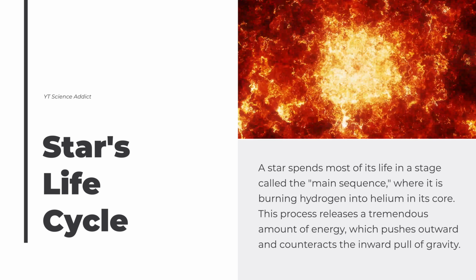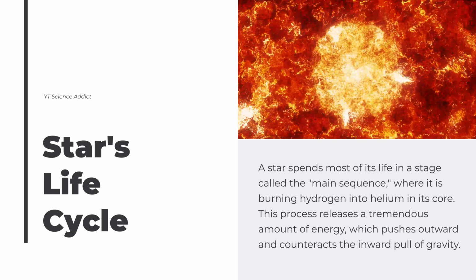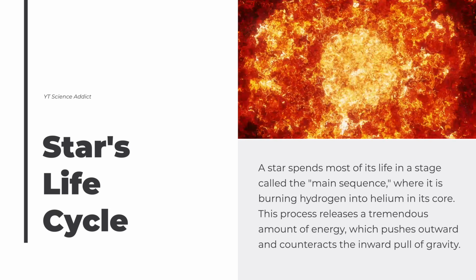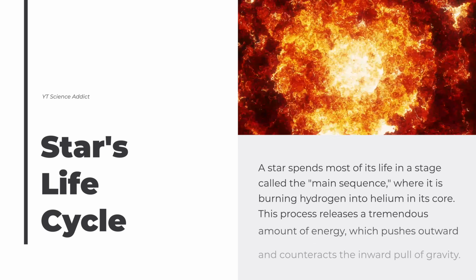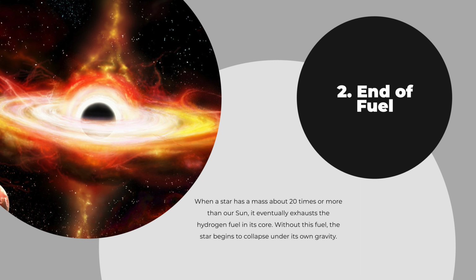A star spends most of its life in a stage called the main sequence, where it is burning hydrogen into helium in its core. This process releases a tremendous amount of energy, which pushes outward and counteracts the inward pull of gravity. End of fuel. When a star has a mass about 20 times or more than our Sun, it eventually exhausts the hydrogen fuel in its core. Without this fuel, the star begins to collapse under its own gravity.